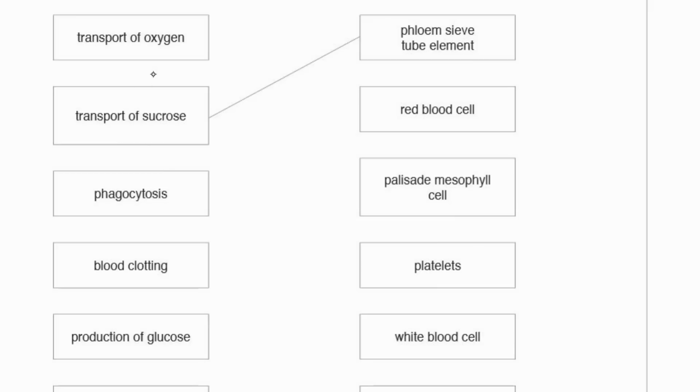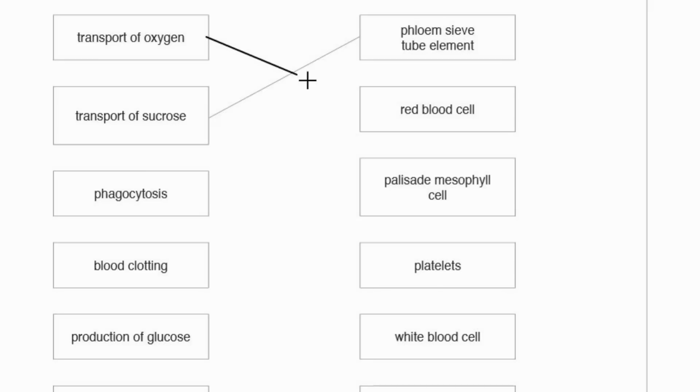Okay, so you can't see them all on the screen at the same time, but there's 7 boxes on the left and 6 boxes on the right, and you need to draw 6 lines because one of them has been done for you. So you need to draw a line from each one of these, even though obviously one will be doubled up. Okay, so which one has the transport of oxygen?